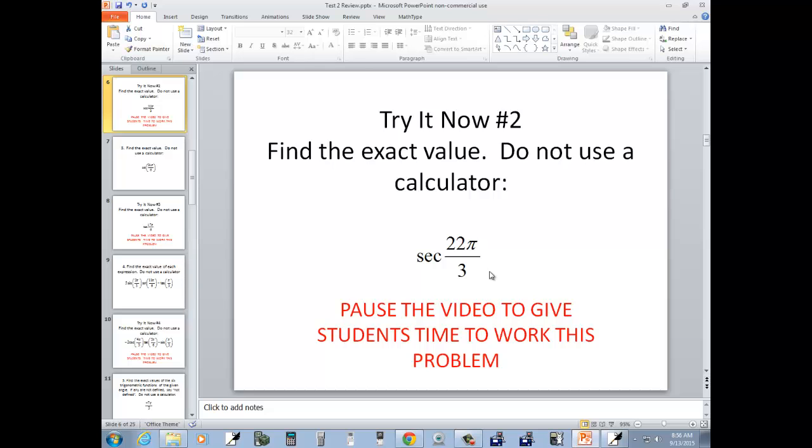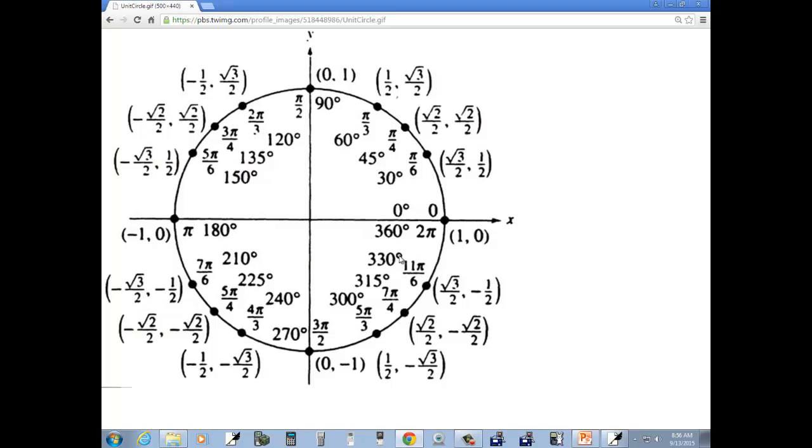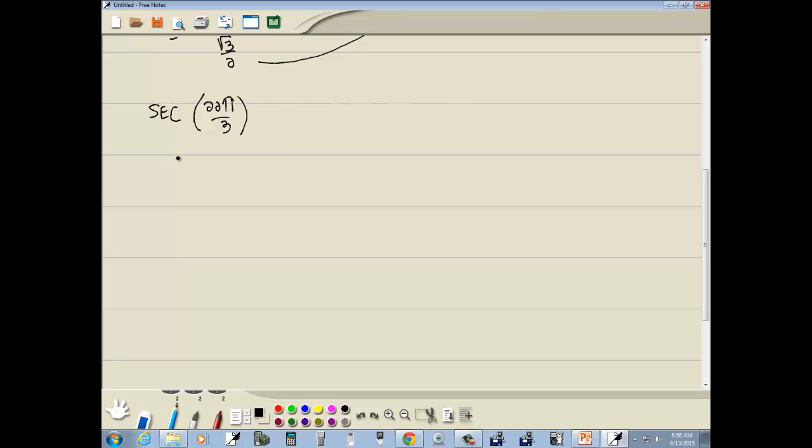Okay, let's take a look at this problem. We got secant of 22 pi over 3. Well, as I look at my unit circle, 22 pi over 3, I don't have it anywhere on here. So we're going to subtract off 2 pi. Now, remember what 2 pi is in terms of this denominator. 2 pi is 6 pi over 3, because 6 divided by 3 is 2.